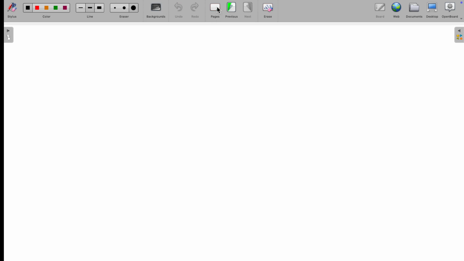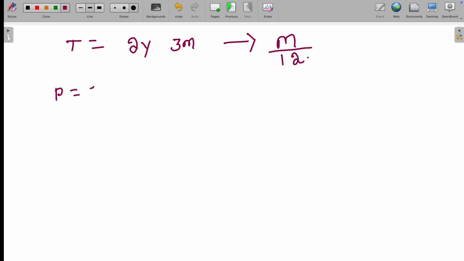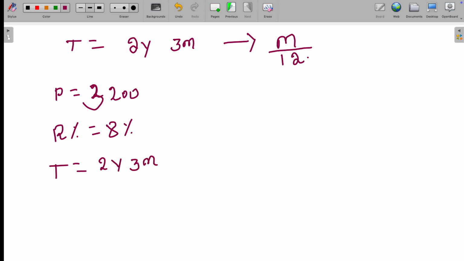Now the second type of problem, they may give time in months also. For example 2 years 3 months, 4 months, 5 months, like that. Whenever you have months, you have to convert to years. How to convert months to years? Divide by 12. For example, one question I will take: principal is 3200, rate of interest is 8%, time is 2 years 3 months. What is the interest, they will ask.